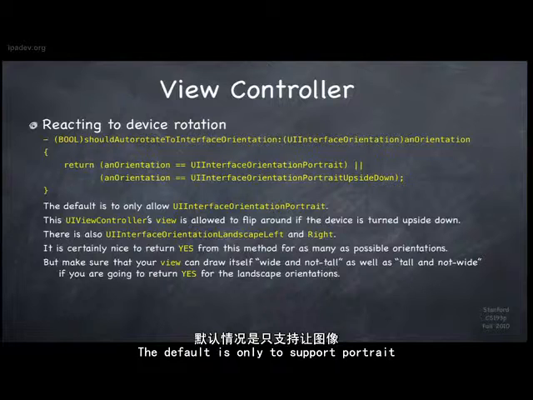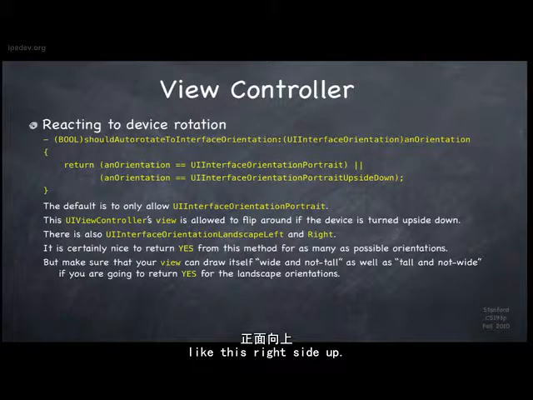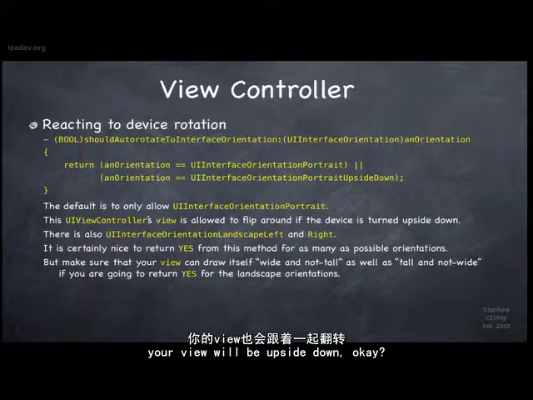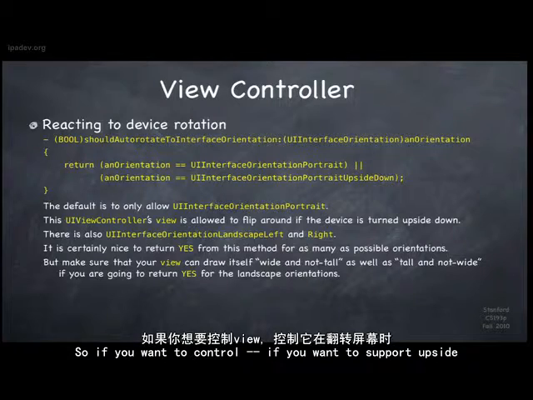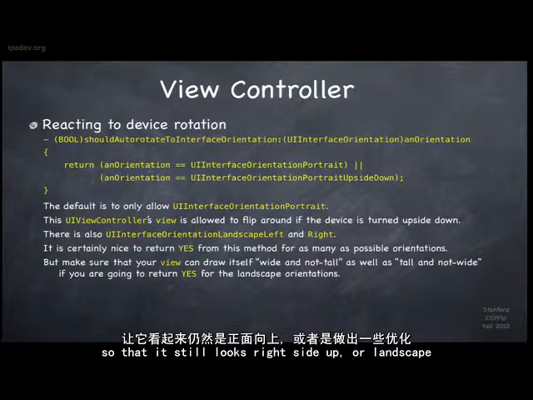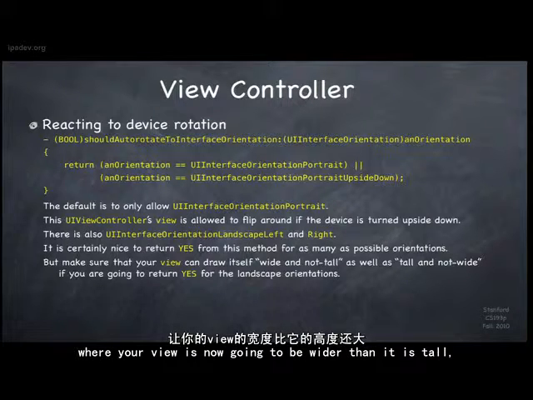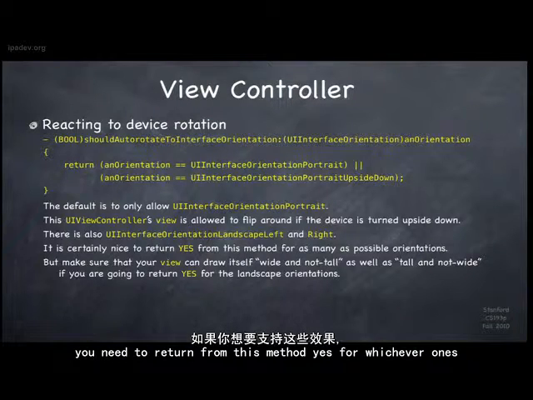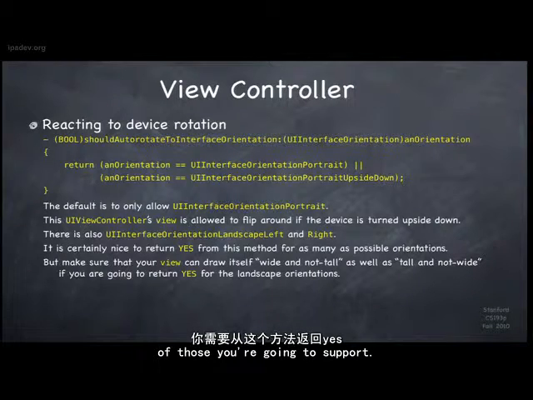The default is only to support portrait, like this, right side up. So even if you turn it upside down, your view will be upside down. If you want to support upside down, where you want your view to draw the other way around so that it still looks right side up, or landscape, where your view is now going to be wider than it is tall, you need to return yes from this method for whichever ones of those you're going to support.